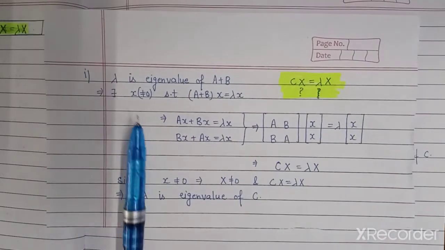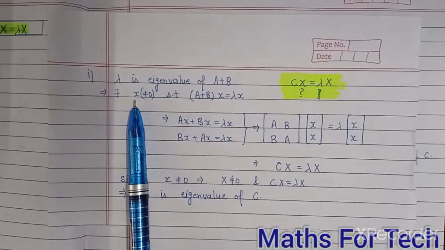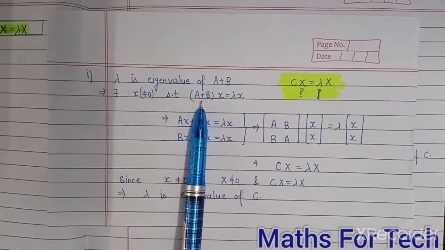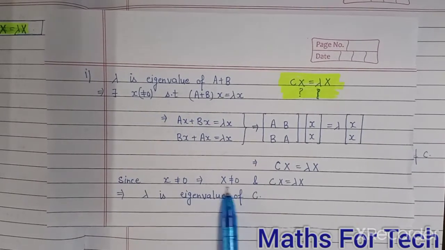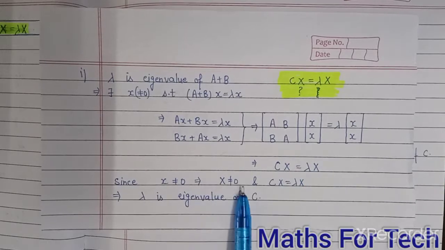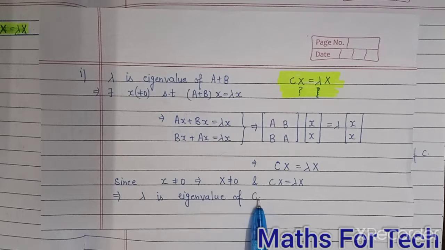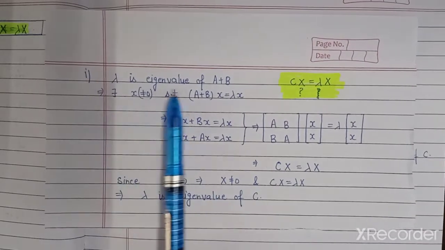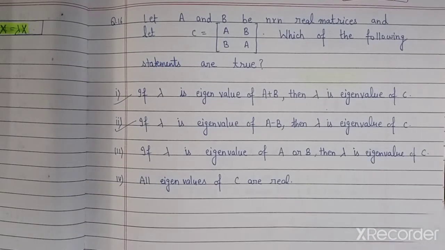As we know, small x is non-zero because it is given that x is an eigenvector of A plus B. If x is non-zero, this implies capital X is also non-zero because capital X contains x. So capital X is non-zero and C times capital X is equal to lambda times capital X. This implies lambda is an eigenvalue of C. So if lambda is an eigenvalue of A plus B, we get lambda is also an eigenvalue of C. So option number first is true.